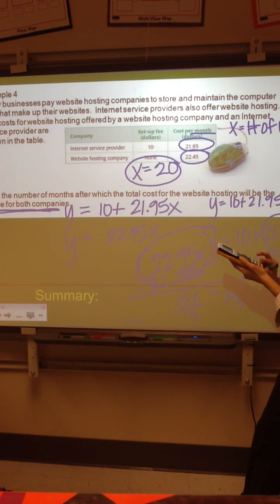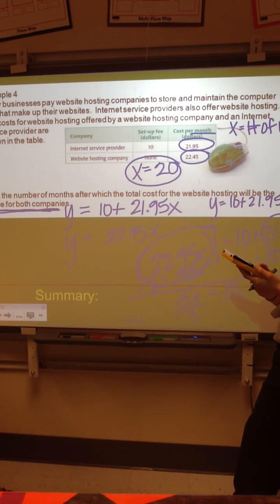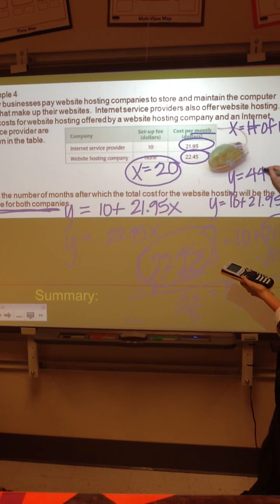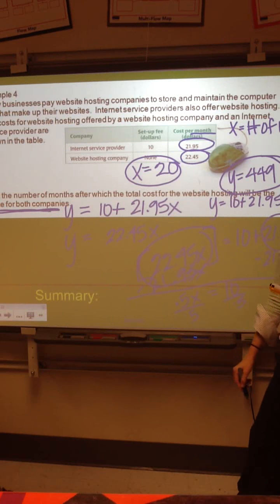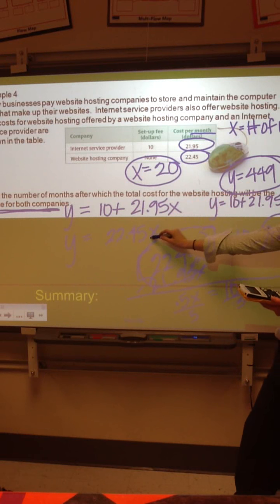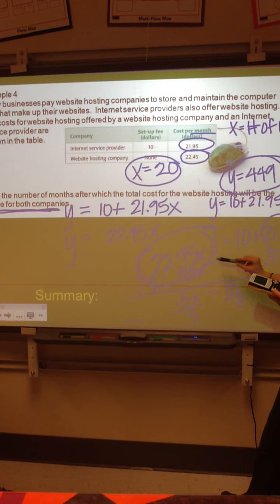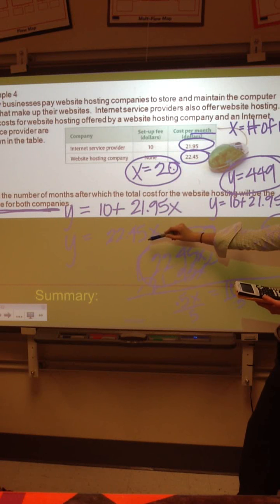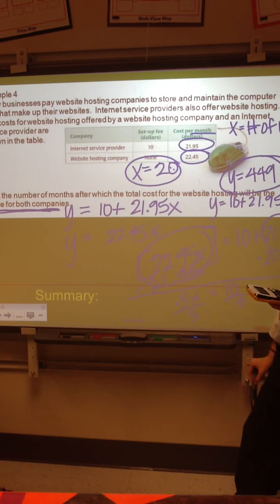21.95 times 20 equals $439, plus 10. $449. Y equals 449. Okay? And then I could substitute my x value again, here, into this one. 22.45 times 20, and get y. And that's it. All right?